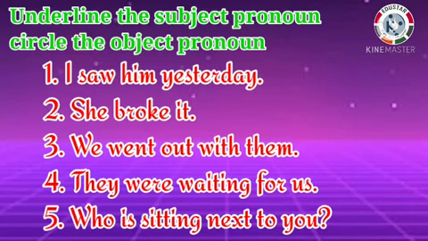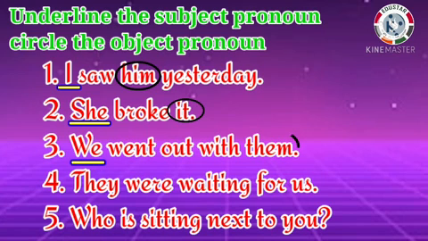Now underline the subject pronouns and circle the object pronouns in these sentences. I saw him yesterday. Here the subject pronoun is I, object pronoun is him. She broke it. The subject pronoun is she, object pronoun is it. We went out with them. Here the subject pronoun is we, object pronoun is them.